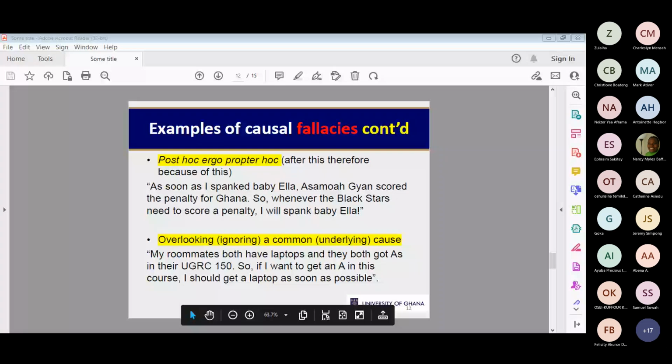Very good. My roommates both have laptops and they both got A's in their UGRC 150. So if I want to get an A in this course, I should get a laptop as soon as possible. Thank you, sir. What do you find wrong with it?